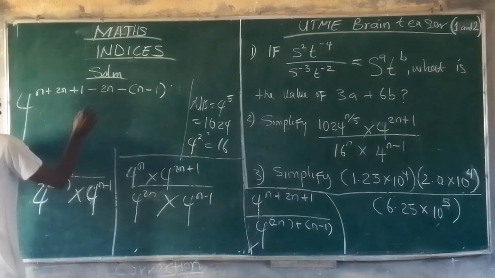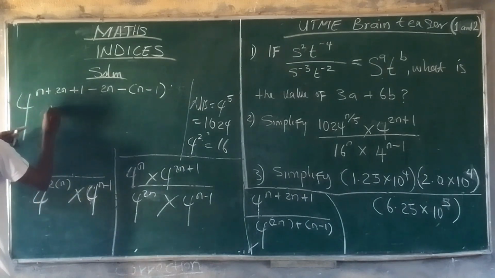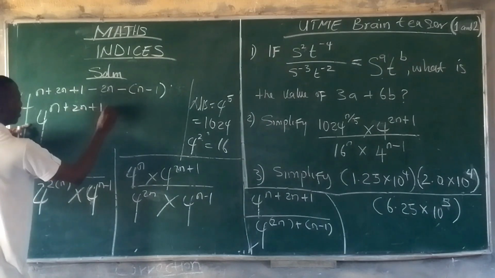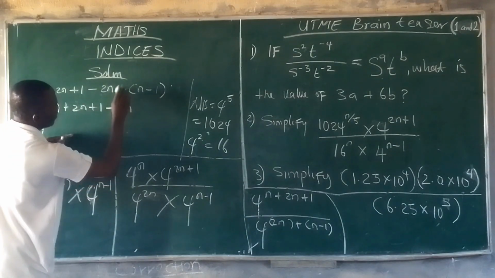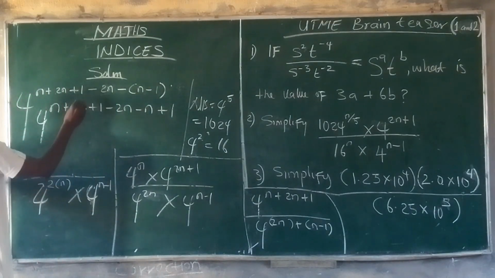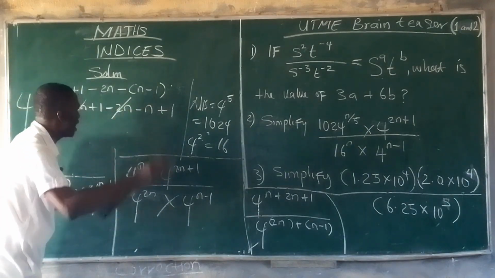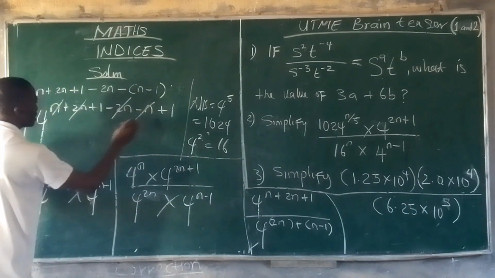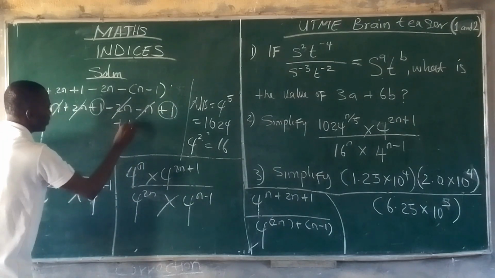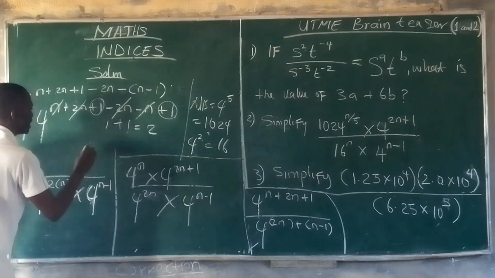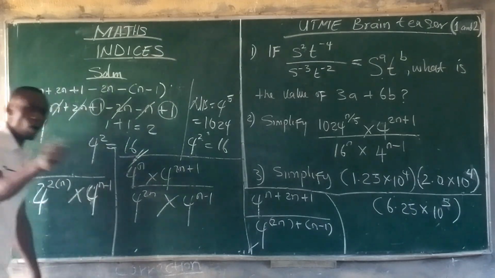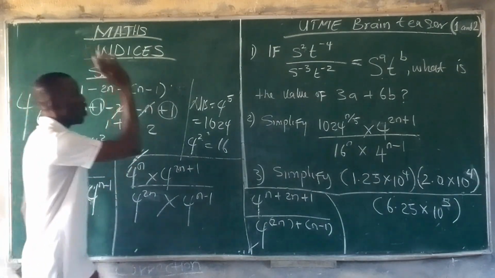Are you seeing that now? So when we multiply this, it will become 4 to the power of n plus 2n plus 1 minus 2n, and then this times this is minus n, this times this is plus 1. Notice that these are going to cancel out. And we have a plus 1 here and a plus 1 here. 1 plus 1, is it not 2? So the answer is 4 to the power of 2, and that is 16. So I hope you follow what I'm doing. So that's how to solve for this one.